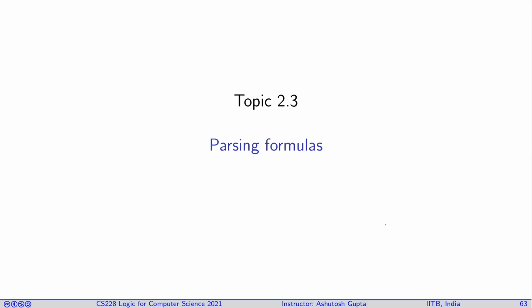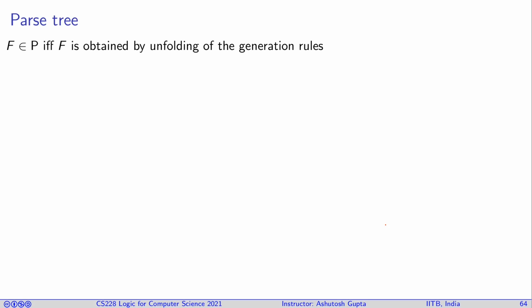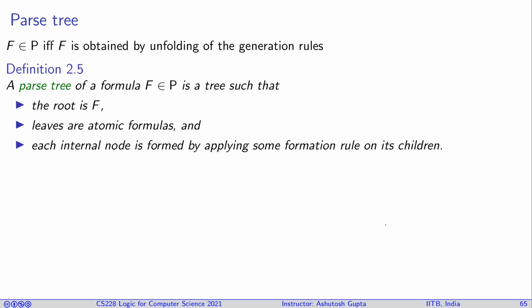Now we will discuss that if I give you a string and you want to know if it is a formula or a random string, then how can we detect that? If a formula f belongs to the set P, then it must have been generated by unfolding one of those generation rules. This application of the generation rules, or unfolding of the generation rules, is called parsing.